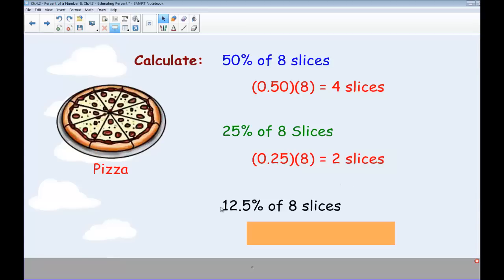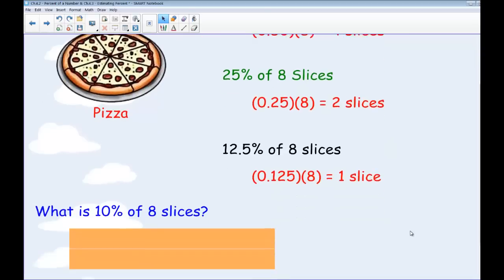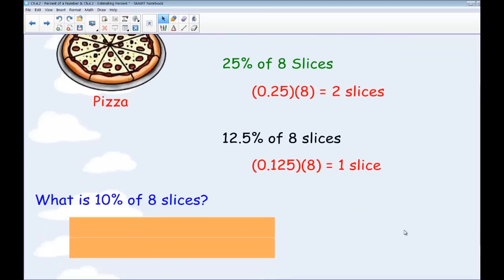For 12.5% of 8 slices, 12.5% as a decimal would be 0.125, multiply that by 8, and it would work out to be 1 slice. Simple as that. Now, if we followed the same format of how to make these calculations, then what would 10% of 8 slices be? Take a pause and try this out for yourself before checking the answer.